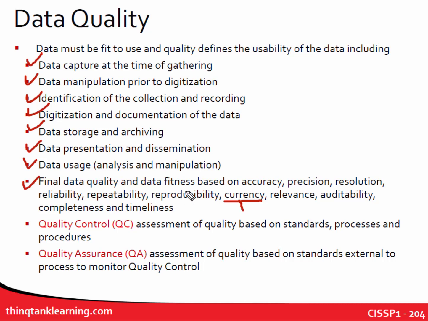The data quality and data fitness is based on the accuracy of the data. I think that makes sense, right? Is the data accurate? If the data cannot be trusted because it has omissions or errors, then it's useless, right? Is the data precise? Precision is different than accuracy. Precision defines the detail of the data. If the data is not detailed enough, it may not be usable. It may not provide the information that we want it to provide.